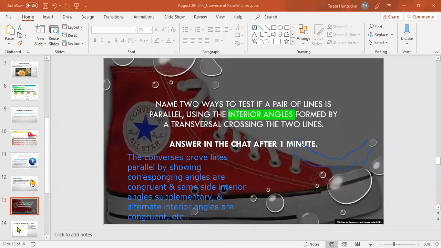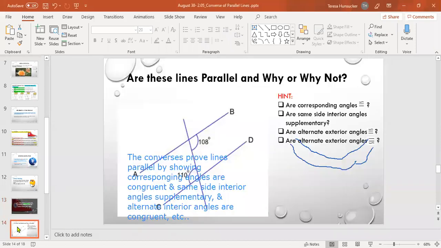Moving on, moving on. All right. Are these lines parallel? Why or why not? So let's think about that for a minute.